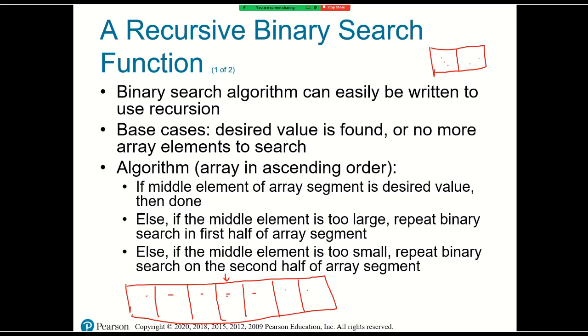I mean, you found it. Otherwise, if the middle element is too large, then you repeat the binary search in the first half of the array segment. Else, if the middle element is too small, then repeat binary search on the second half of the array segment. So basically, that's how you have to define it.